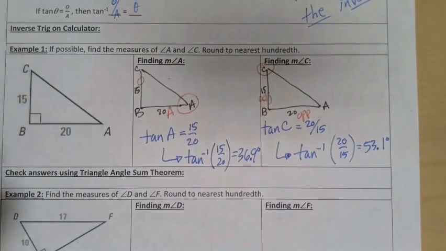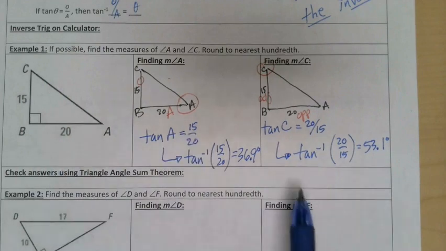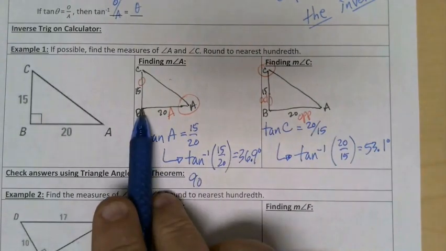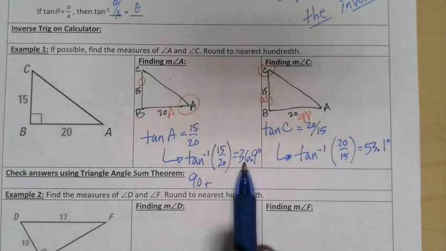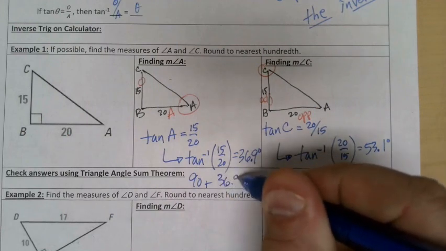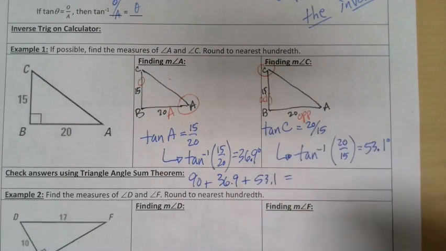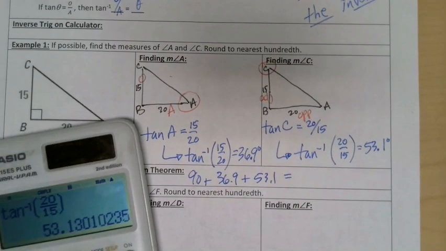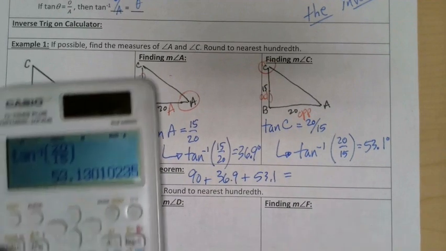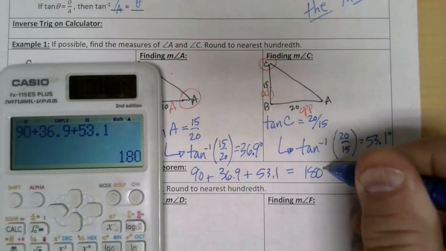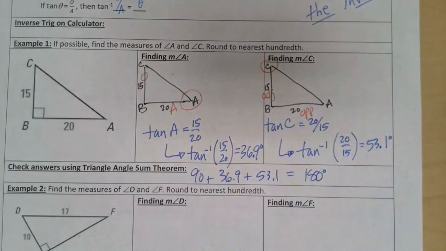Okay, now I can check my work because, see, if I add together the three angles of this triangle, the 90 degrees that I found that's right there at B, plus the 36.9, which is A, plus the 53.1, that should add up to 180. So I'm going to check it quick. 90 plus 36.9 plus the 53.1 gives me 180 degrees. And there it is. So that really is how you do things.